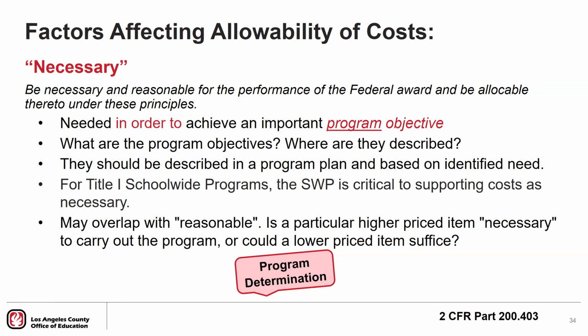Sometimes the question about what is necessary may overlap with what is reasonable. The question often surfaces if a particular item of cost that is a higher priced item is necessary to carry out the program, or could a lower priced item be used? For example, 2 technology items may be considered for a particular program. Purchasing the higher priced item has more sophisticated capabilities than what is necessary to implement the specific program. So that would not be necessary, nor would it be a reasonable cost.